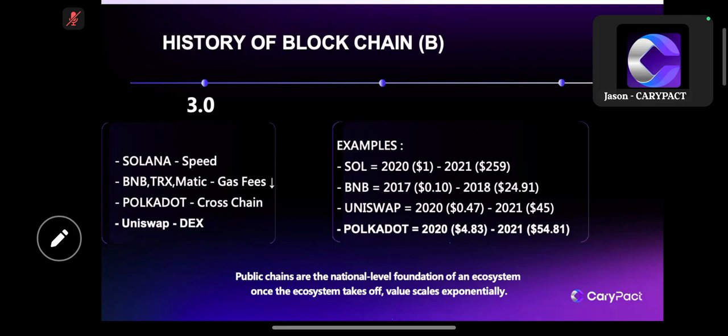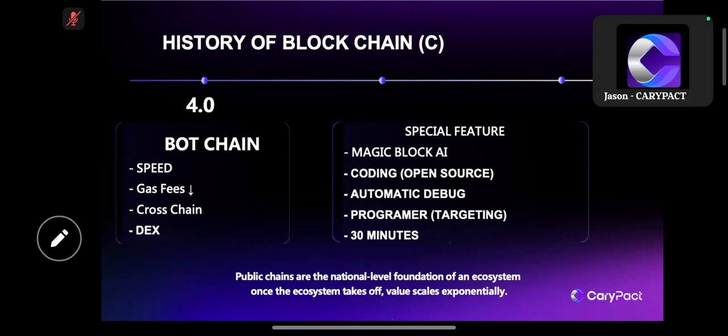Now let's talk about what will be the next revolution in 2026. We're talking about boot chain. In 2026, boot chain. What's so special about boot chain? Boot chain has speed, low gas fees, its own cross-chain, and also its own DEX, which is a decentralized exchange. You see, we are promoting all these features in one public chain so that we can compete in the market. Right now, we have the famous ones, obviously Solana, Matic, and also BNB, correct? But how do we compete with them?